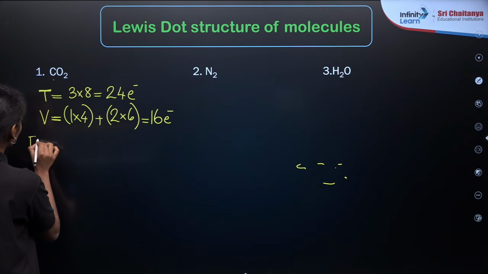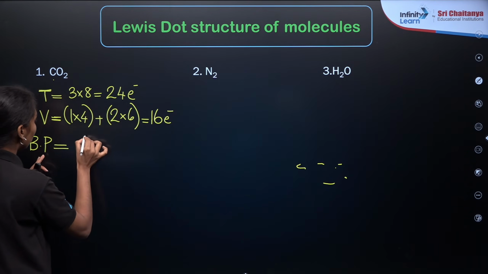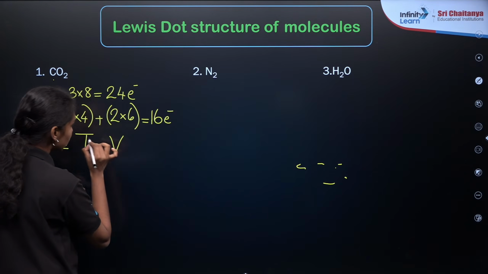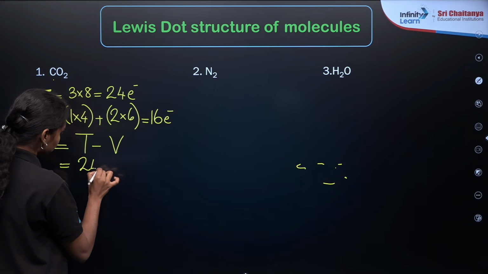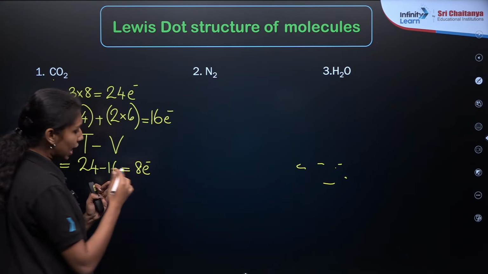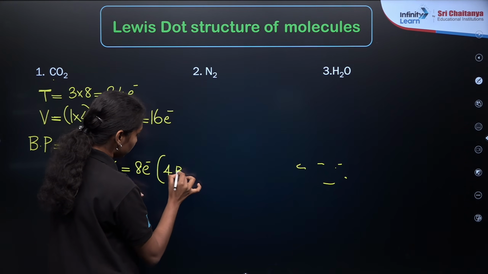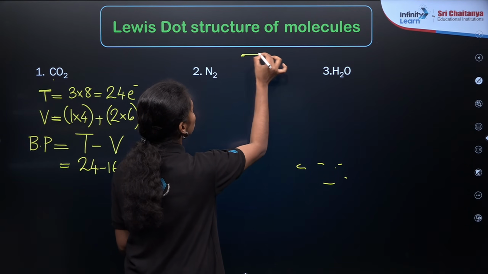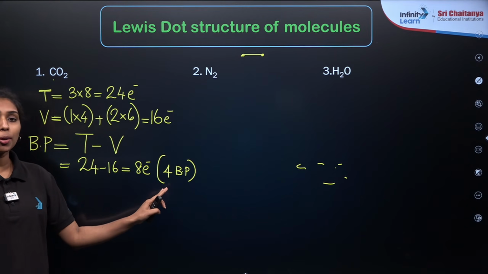Now what is our next step? We need to identify the total number of bond pairs. Total number of bond pairs is equal to total valence electrons of the molecule minus total number of valence electrons in the case of combining atoms. That is equal to 24 minus 16, which is 8 electrons. So it is forming 4 bond pairs. One bond is represented by 2 electrons, so if you have a total of 8 electrons, it contains 4 bond pairs.